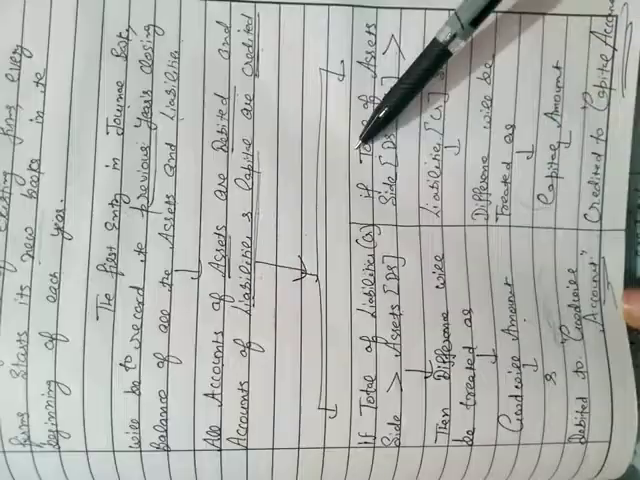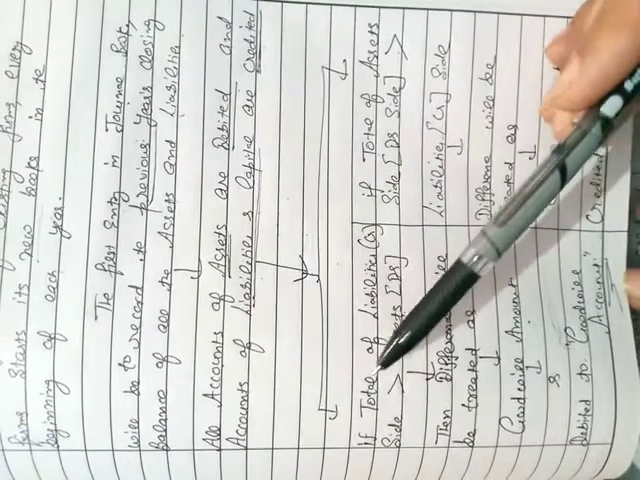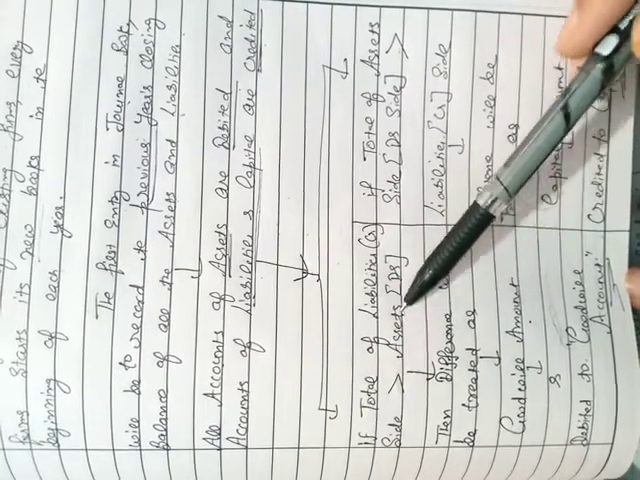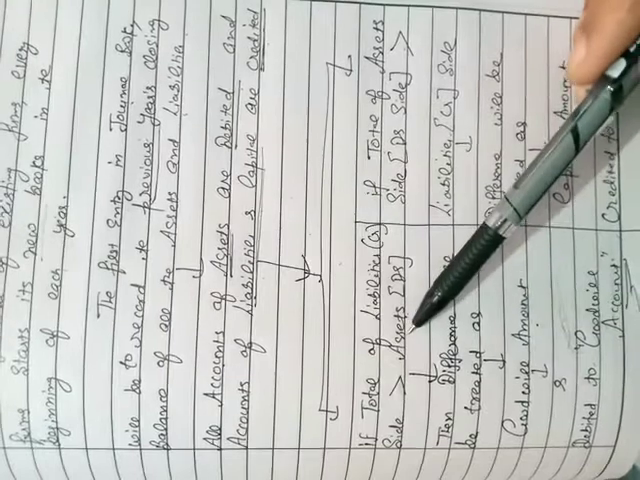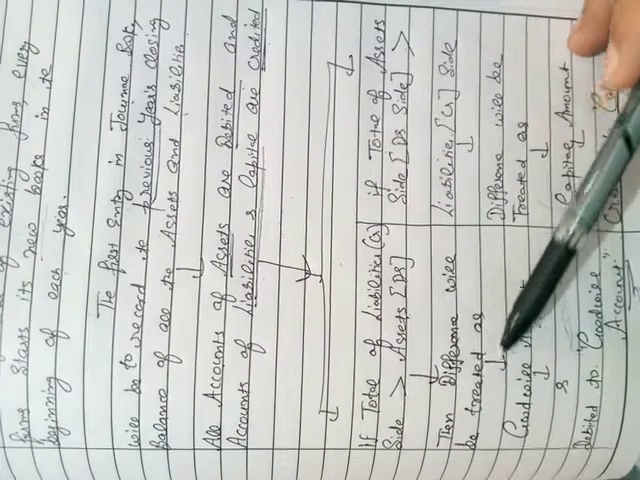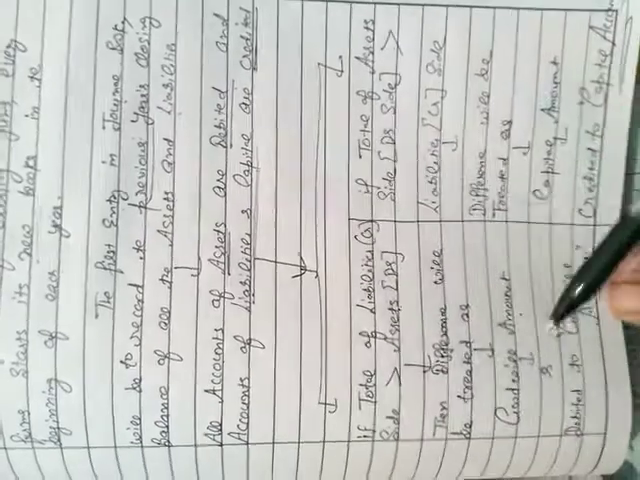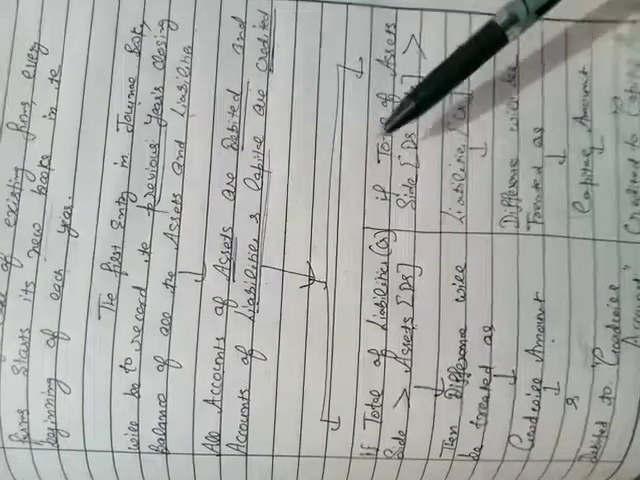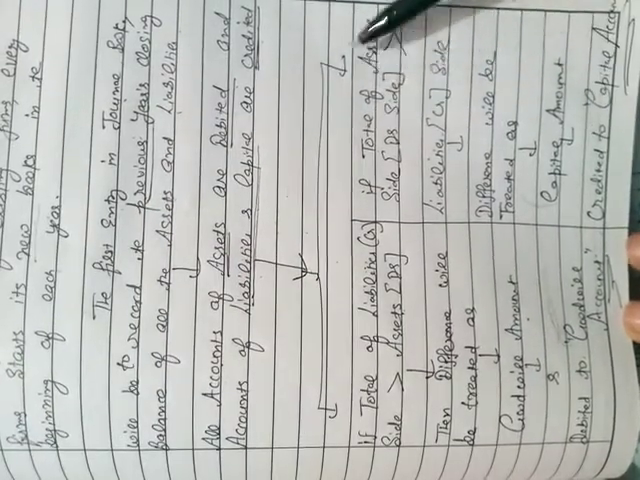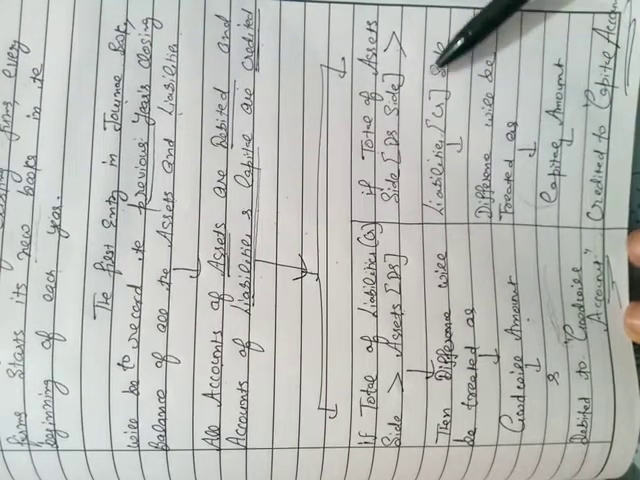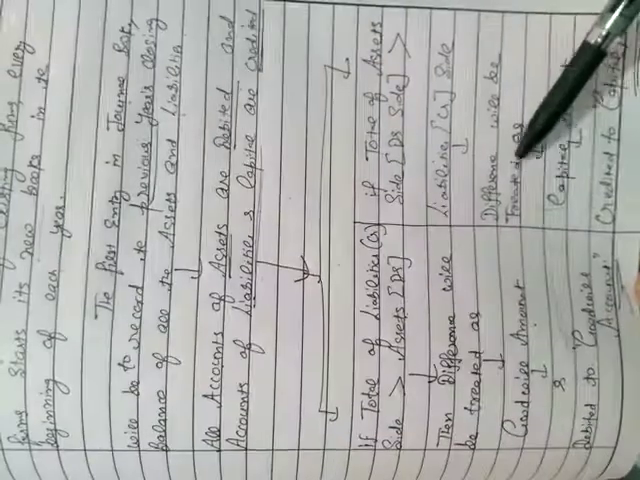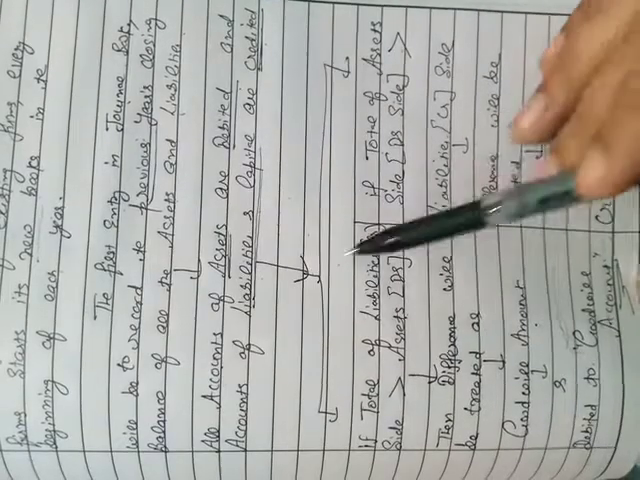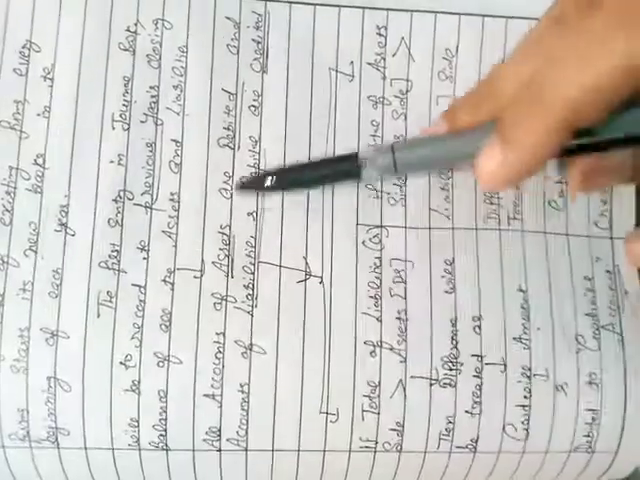If there is some difference, then you have to check whether the total of the liability side is greater than assets. If the total of the liability side is greater than the asset side, then that difference will be transferred to a separate account, that is goodwill account. Or if it is reverse, suppose the total of the asset side is more than the liability side, then that difference will be treated as capital amount and it will be credited to the capital account. That is the rule of opening entry.